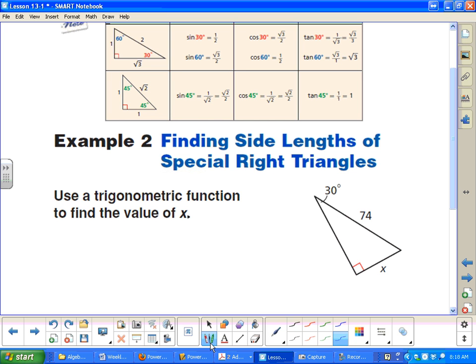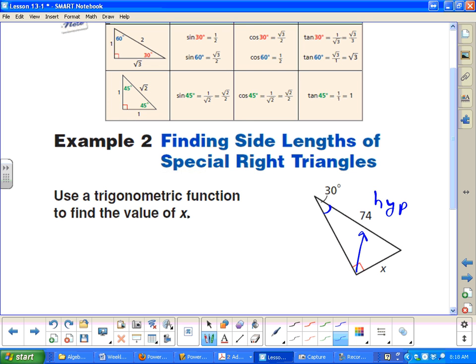So we know this angle here is 30 degrees. The side that's 74, what side of the right triangle is that then? That is the hypotenuse. It's across from the right angle, so it's the hypotenuse. Okay, here's the right angle. It's across from it, so that would be the hypotenuse.